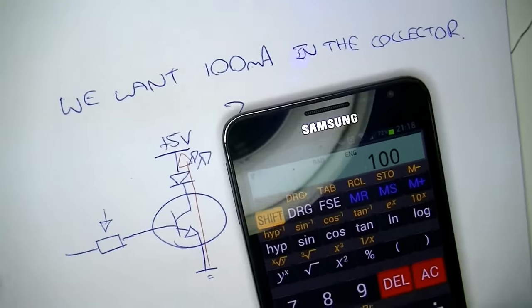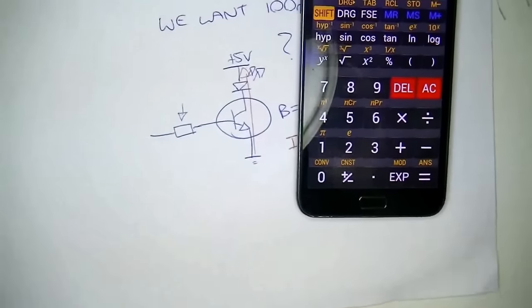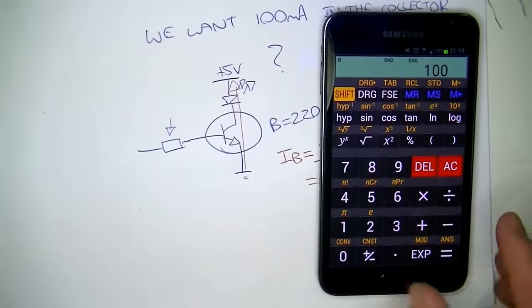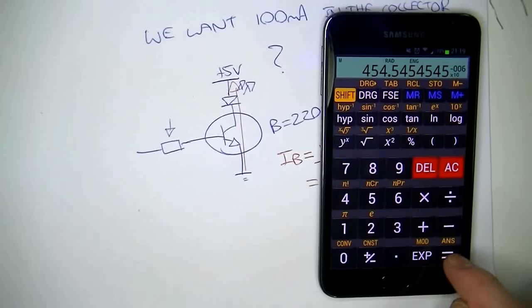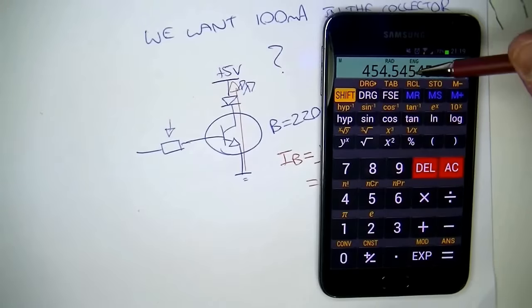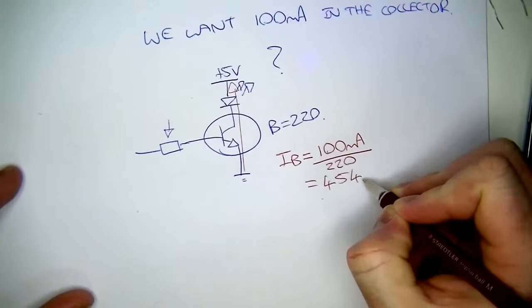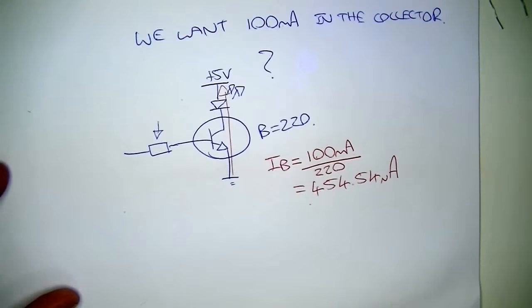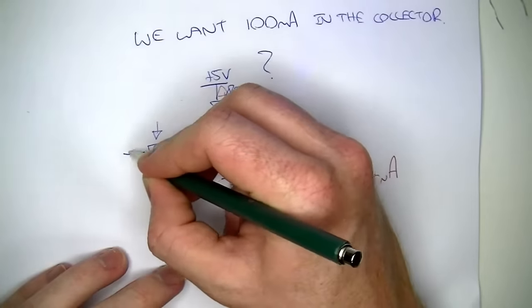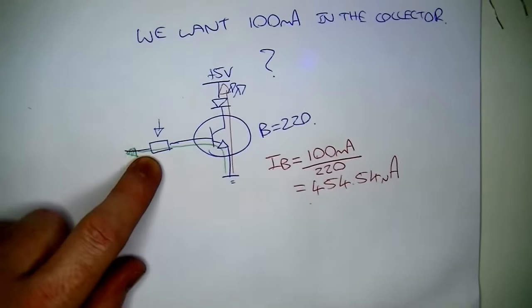Let me do that so you can see it a bit better. Let's bring this up, sorry about that. So 100 milli divided by 220 gives me 454.54 times 10 to the negative 6, 454.54 microamps. So negative 6 being microamps. So that tells me how much current I would have here. So that's all well and good. That tells me the current, but what about the resistor value?